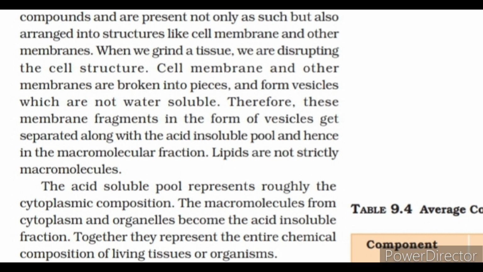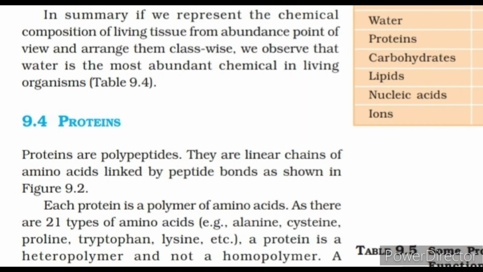The acid-soluble pool represents roughly the cytoplasmic composition. The macromolecules from cytoplasm and organelles become the acid-insoluble fraction. Together they represent the entire chemical composition of living tissues or organisms. In summary, if we represent the chemical composition of living tissue from abundance point of view and arrange them class-wise, we observe that water is the most abundant chemical in living organisms.